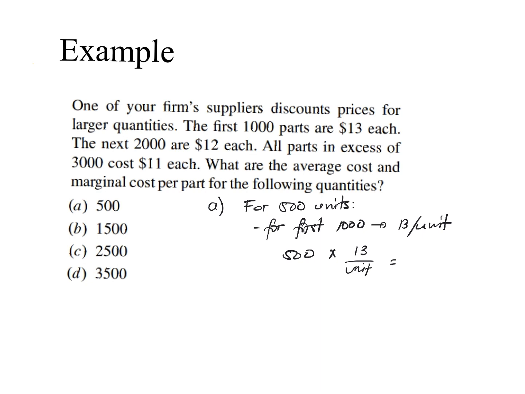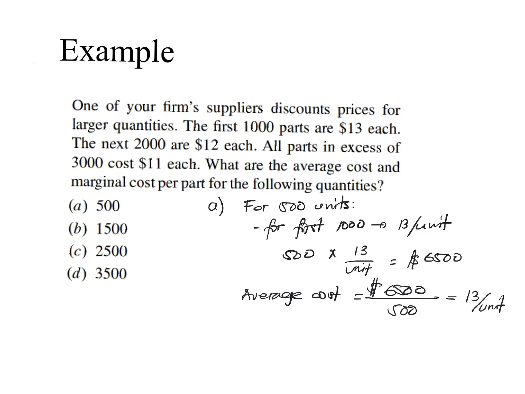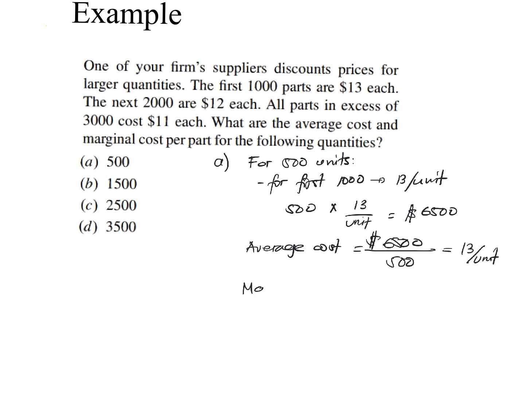So 500 times 13, we get $6,500. Okay, so what are the average costs? So the average cost per part is $6,500 divided by 500. So that is $13 per unit. So that is the average cost. And the marginal cost, which is the cost for one more unit, is equal to $13 too. Because marginal cost is the cost for producing or getting one more unit.